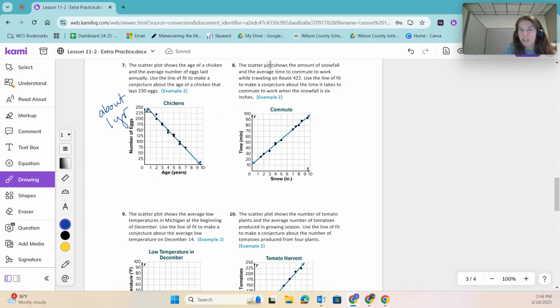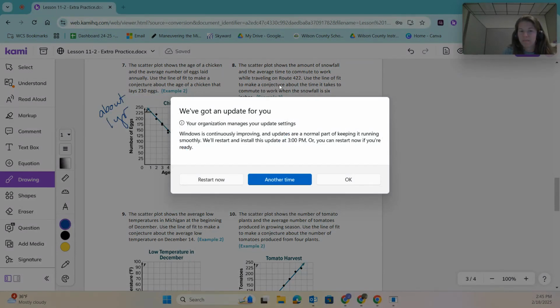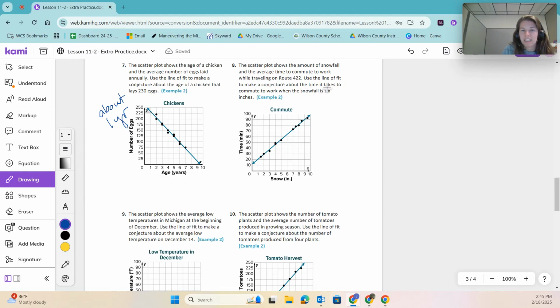Okay. Number 8 says the scatter plot shows the amount of snowfall and average time to commute to work while traveling on Route 422. Use the line of fit to make a conjecture about the time it takes to commute to work when the snowfall is 6 inches. Okay, well, this is our scatter plot and our line. So I go to snow at 6 inches. I come up, figure out where that would hit my line.